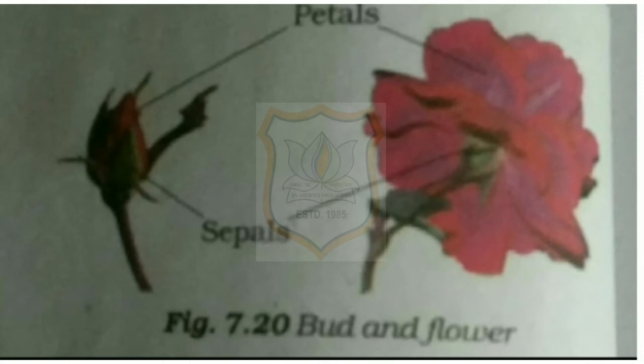Activity 10. We would require one bud and two fresh flowers each of any of the following: datura, china rose, mustard, brinjal, lady's finger, gulmohar, also a blade, a glass slide or a sheet of paper, a magnifying glass and water. Observe figure 7.20, bud and flower. Look at the prominent parts of the open flower. These are the petals. Different flowers have petals of different colors. Where do you think the petals are in a closed bud?